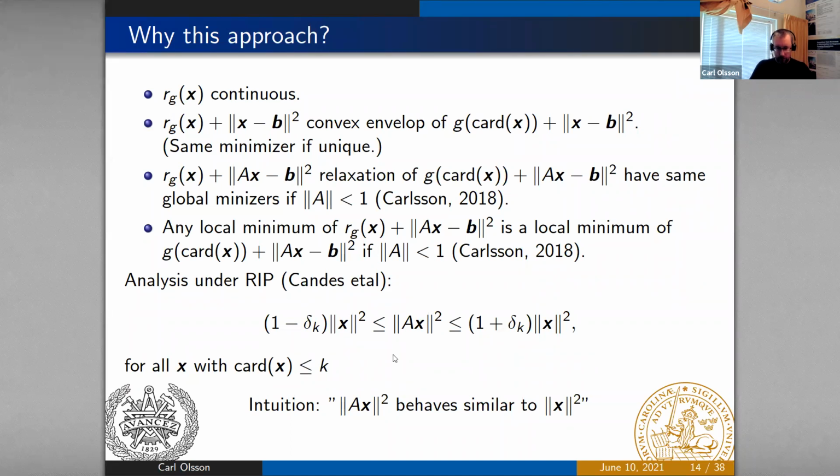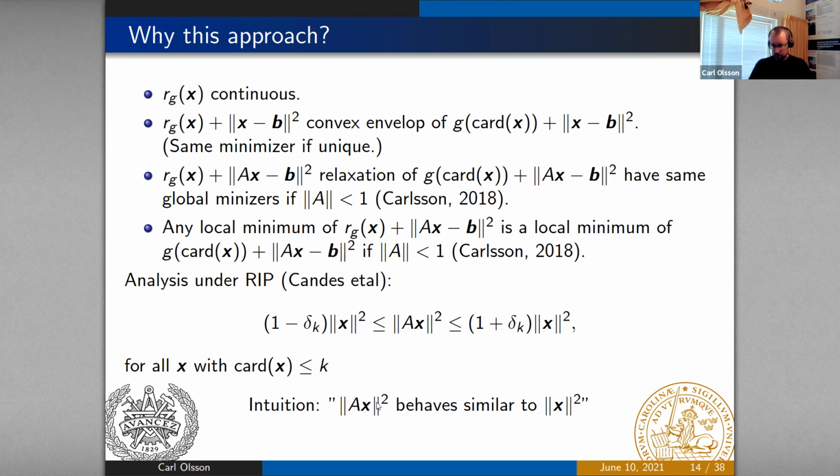And the intuition here is, if something like this holds, then it's almost like AX is going to behave similar to X, right? So this one behaves similar to this one. And for this one here, if I have a term like this plus the regularizer, this is actually a convex envelope, because when I computed this, I took the convex envelope and I subtracted a quadratic. Now I'm putting it back again, so I get convexity here.